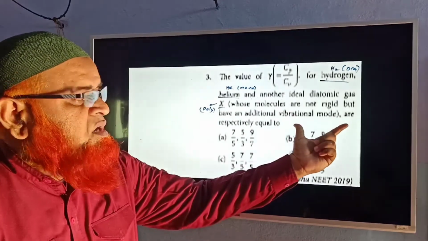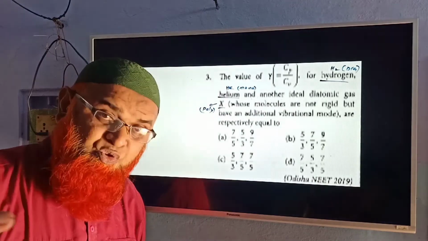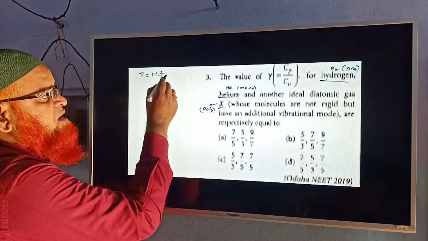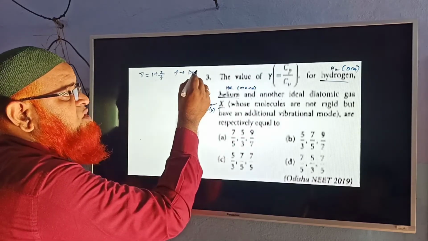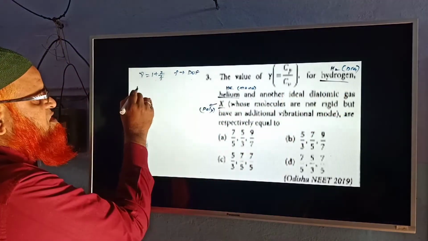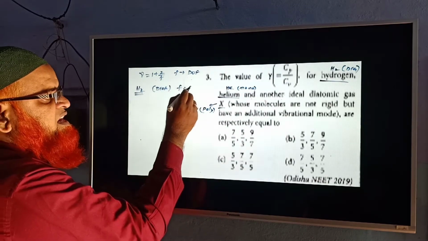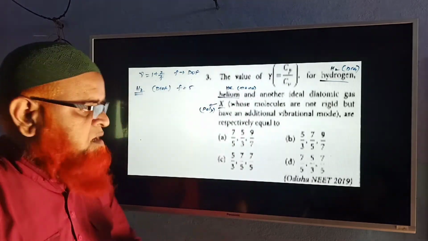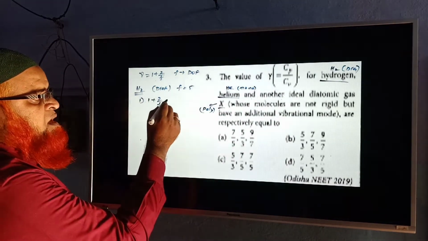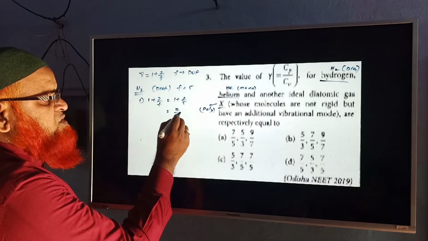So how are you going to solve this problem in a very easy manner? It's very simple. I'll show you this formula. Gamma is equal to 1 plus 2 by F, where F is the degrees of freedom. Let us consider hydrogen first. This is a diatomic molecule where the degrees of freedom is 5. So 1 plus 2 by F is equal to 1 plus 2 by 5, so your answer is 7 by 5.